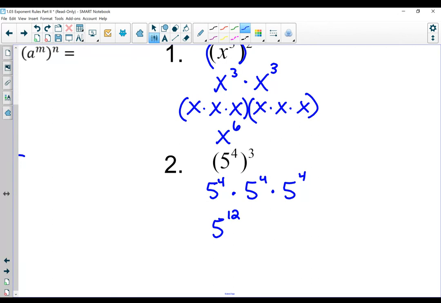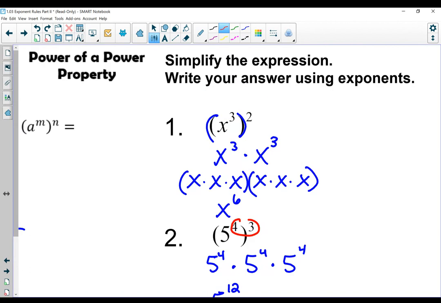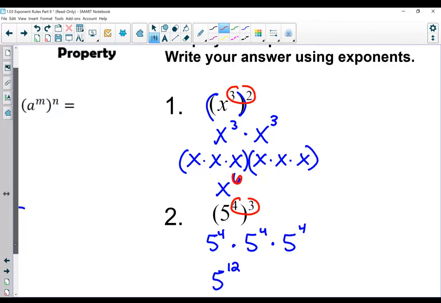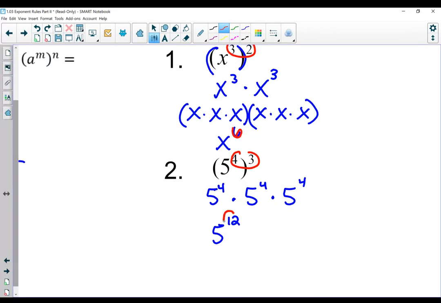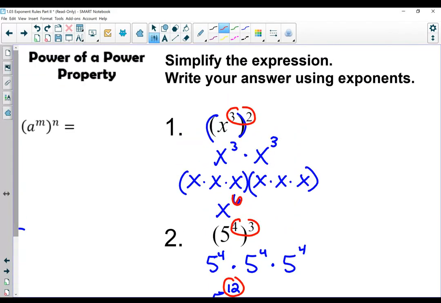So now we need to think about a rule that will always work. We want to look at the 3 and 4 here in the second example, and the 3 and 2 in the first one, and figure out how we get to that exponent just doing a basic operation. It turns out when we have a power raised to another power that we can multiply. So the power of a power property is: if I have a to the m power and then I raise it to the nth power, I need to multiply my exponents.